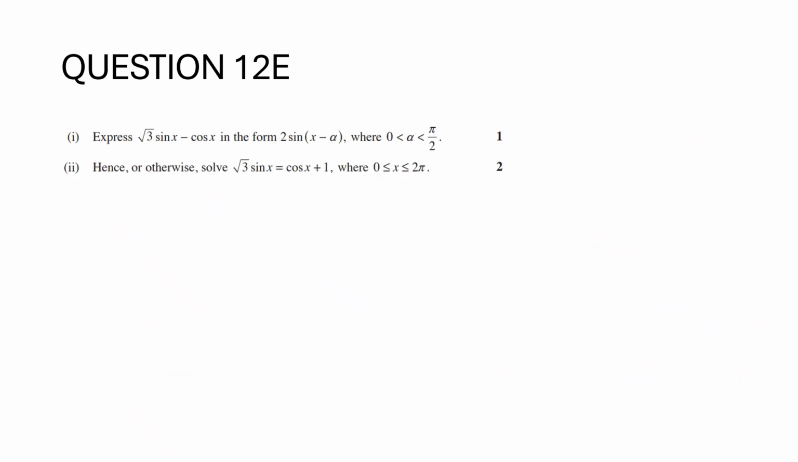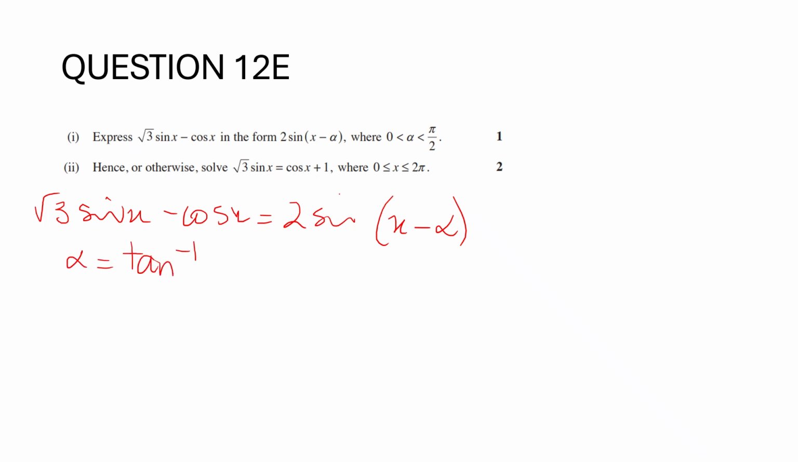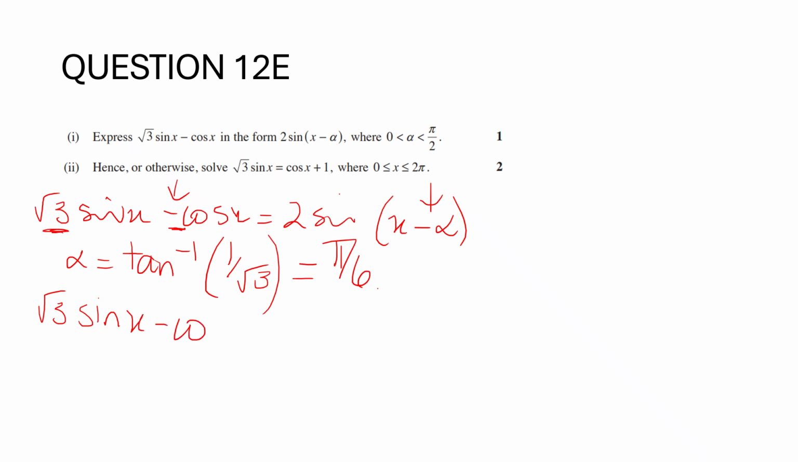12e, part 1, express root 3 sine x, take away cos x, in the form 2 sine (x minus alpha). Well, we know that alpha will equal inverse tan of this coefficient divided by this. We don't need to worry about this negative, it's accounted for there, so that's going to be 1 on root 3, not a half. And inverse tan of 1 on root 3 is pi on 6. And so root 3 sine x take cos x will equal 2 sine (x take pi on 6). Okay, so that's that done.